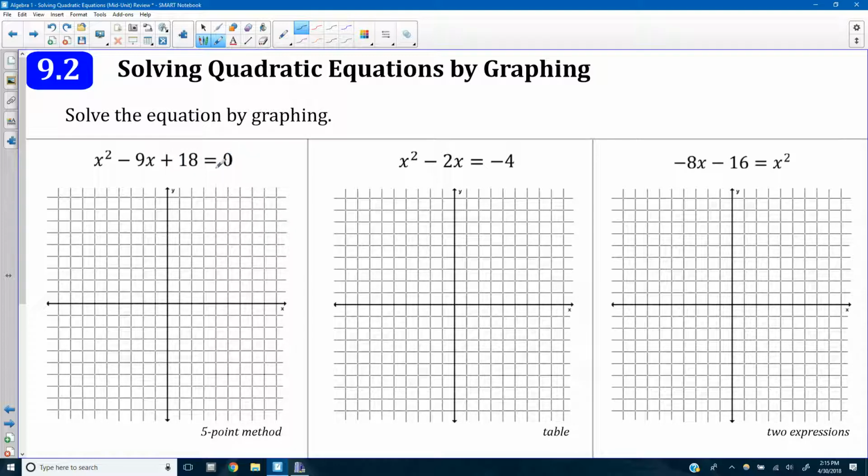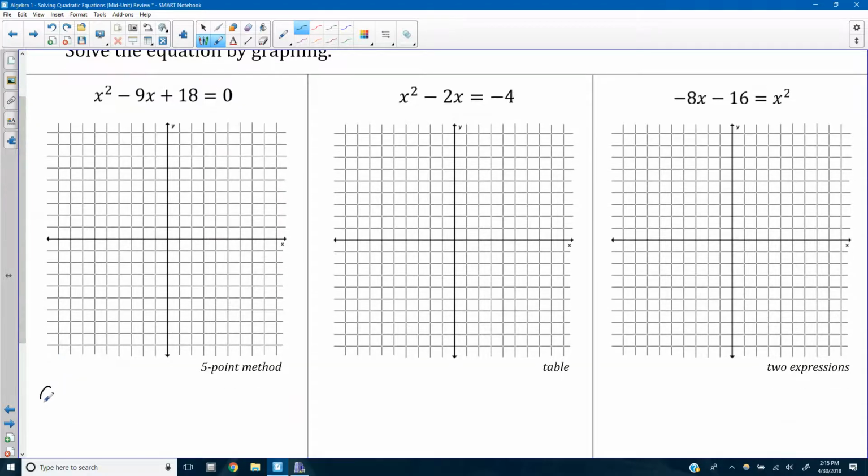And when you set something equal to 0 and solve for x, that means you're finding the x-intercepts. Basically, I turn this thing into a y. I'm going to be graphing y equals x squared minus 9x plus 18. I'm going to draw this graph, but I'm going to find out when this expression is set equal to 0, so I'm going to find the x-intercepts.